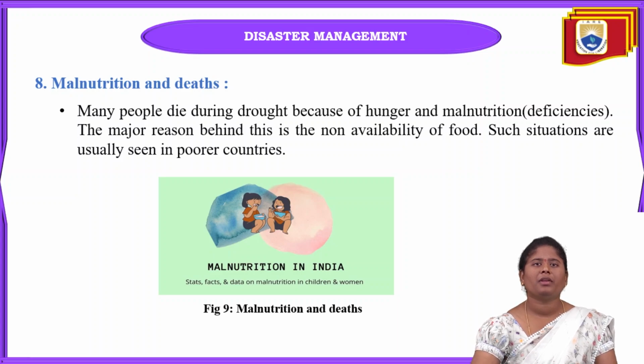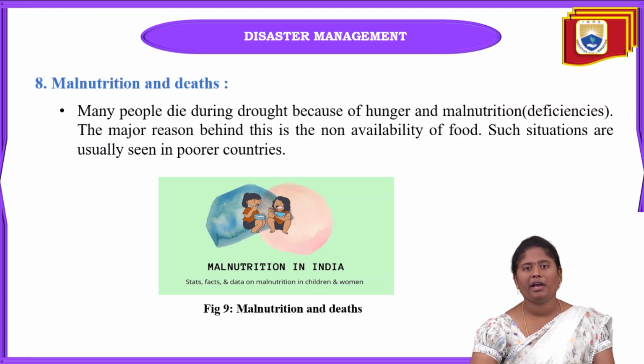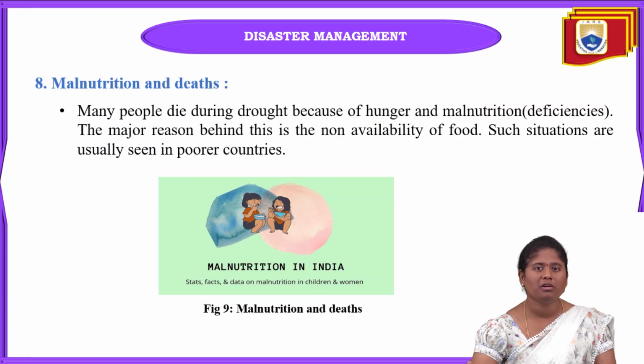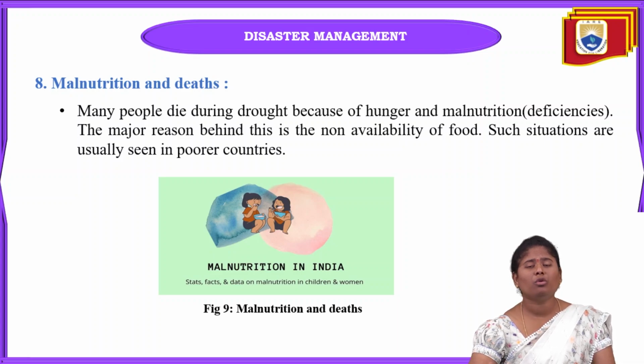And next one is malnutrition and death. Just now I told you, mainly in the kids. Whether in children, women or men, they have to consume nutritious food like eggs, leafy vegetables, carrots. Without nutritious food we can't have strength also. So year to year many people are dying because of this malnutrition.